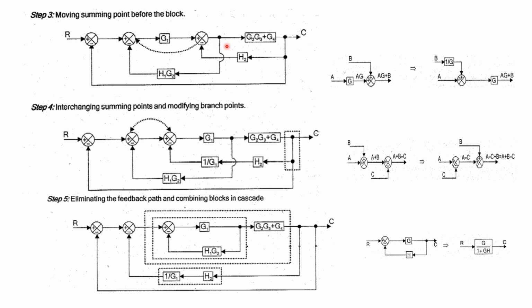If you are moving this branch point after this block, for this loop we can apply a formula for negative feedback. Otherwise, we can move this summer here and interchange both the summers. In this way, we can bring one of the loop inside another loop. So now two loops are overlapping.